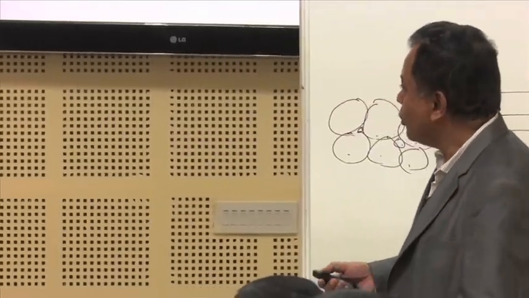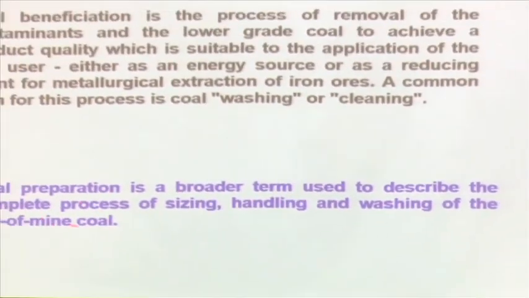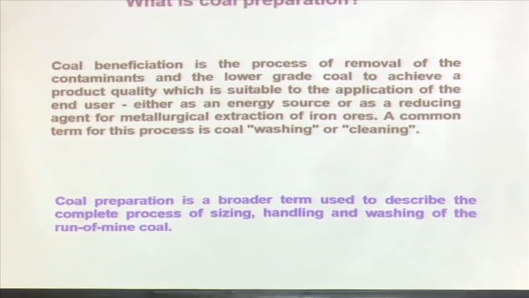So, some people jokingly say that it is like your washerman's job. कोयला धो रहे हो मतलब क्या, coal washing. It is not. There is some physics involved, there is science involved. We have to understand that. Okay. So, coal preparation is a broader term used to describe the complete process of sizing.